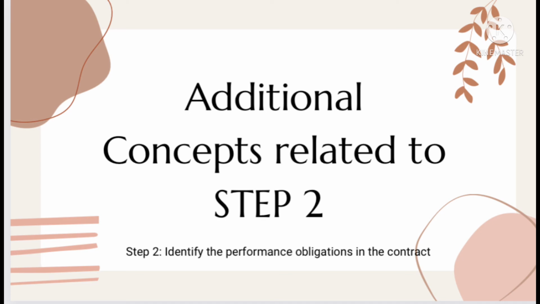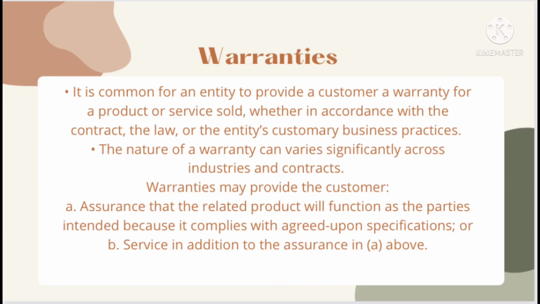Additional concepts related to Step 2. Step 2, identify the performance obligation in the contract. Warranties. It is common for an entity to provide a customer a warranty for a product or service sold, whether in accordance with the contract, the law, or the entity's customary business practices. The nature of warranty can vary significantly across industries and contracts.